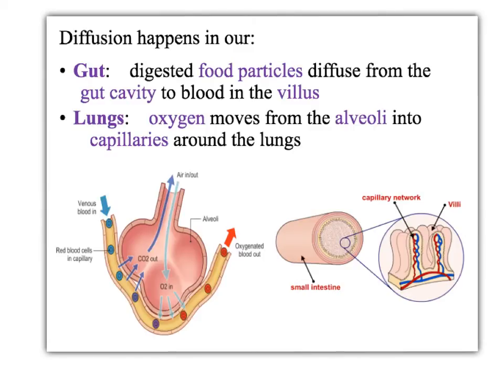Again, the lungs contain alveoli. So alveoli are surrounded by capillaries. The blood's constantly moving, maintaining that concentration gradient. So there's always a higher concentration of oxygen in the alveoli compared to in the capillary. So oxygen moves down its concentration gradient. And also there's always going to be a higher concentration of carbon dioxide in the capillary compared to the alveoli. Okay, so these are just 2 examples in animals such as ourselves.